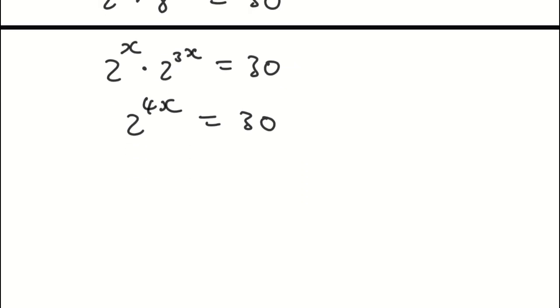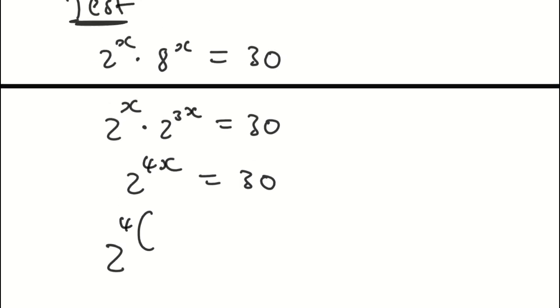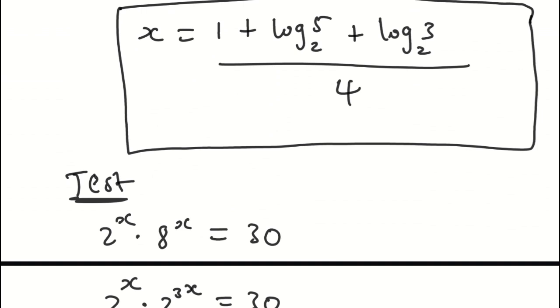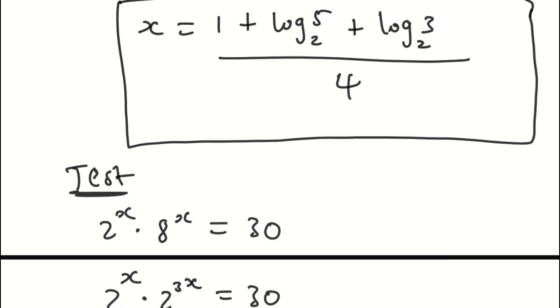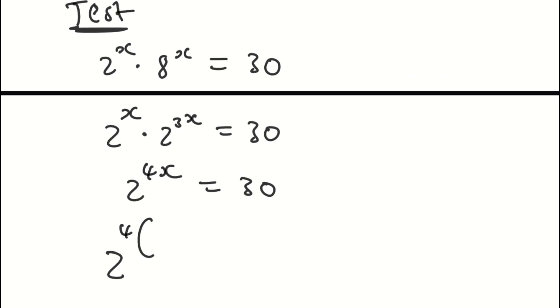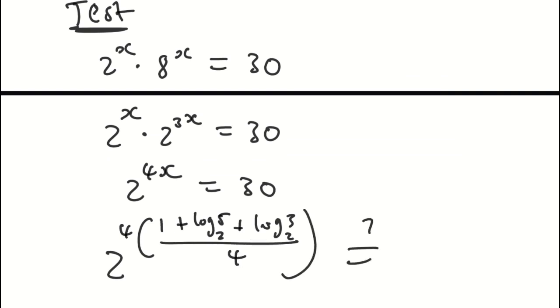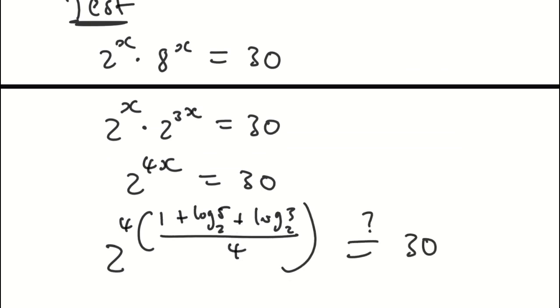Remember, we already know that x is, what is the value of x that we got? Let's go check it here. 1 plus log 5 base 2 plus log 3 base 2. So let me just write it here: 1 plus log 5 base 2 plus log 3 base 2, all over 4. Okay, so let's see if this will give us 30 on the right hand side.